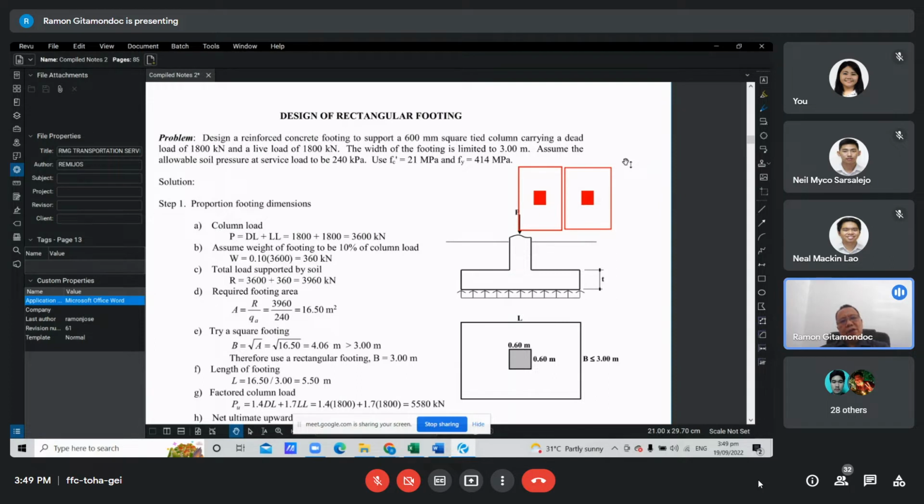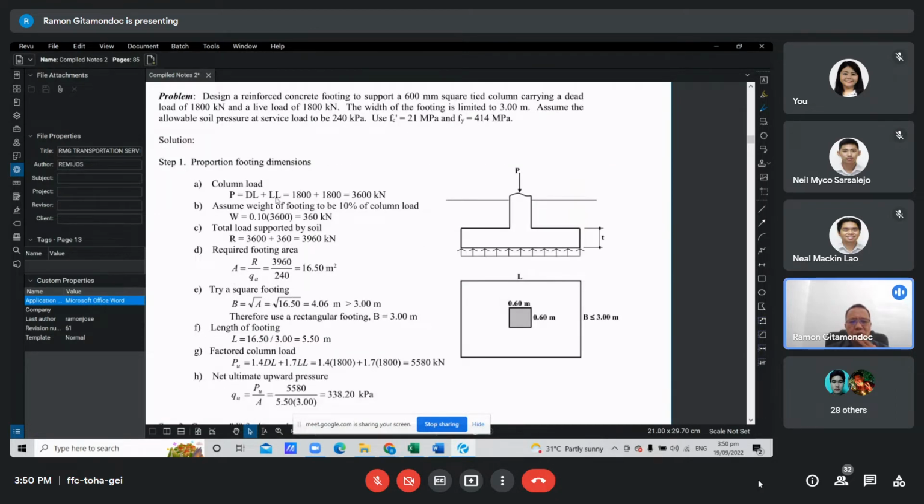So in the problem, design a reinforced concrete footing to support a 600 millimeter square tied column carrying a dead load of 1,800 kilonewton and a live load of 1,800 kilonewton. The width of the footing is limited to 3 meters. So assume that the allowable soil pressure at service load to be 240 kPa and f'c is 21 and fy is 414.